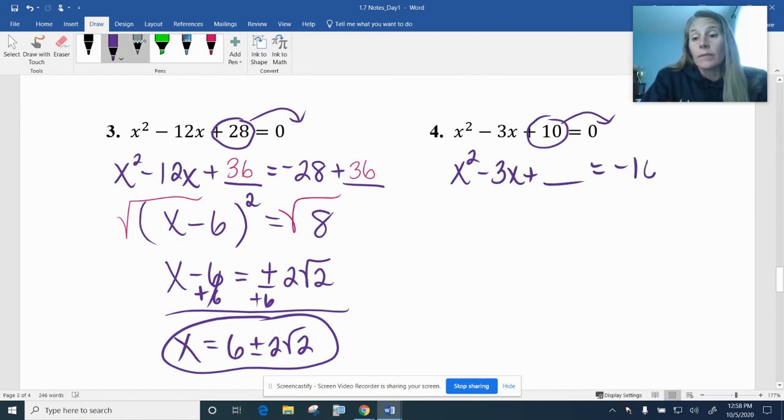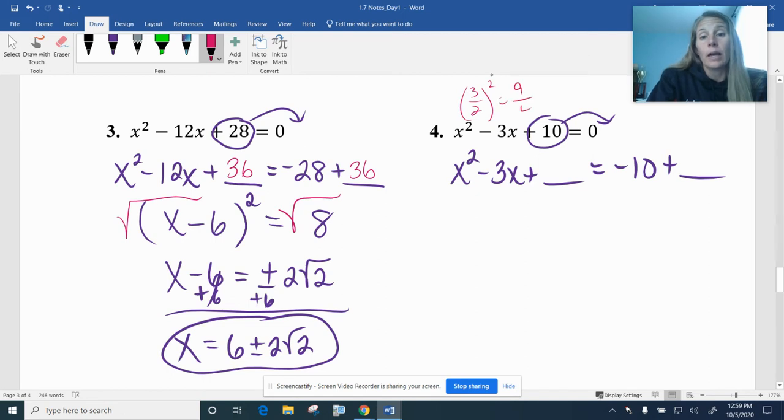Okay, number 4, starting out, moving that C value over to the other side. So I have a negative 10 when I move it over. The C value that will make this a perfect square trinomial, well, 3 divided by 2, and then we're going to square it. So that's actually going to be a fraction in this case, which is going to be 9 over 4.